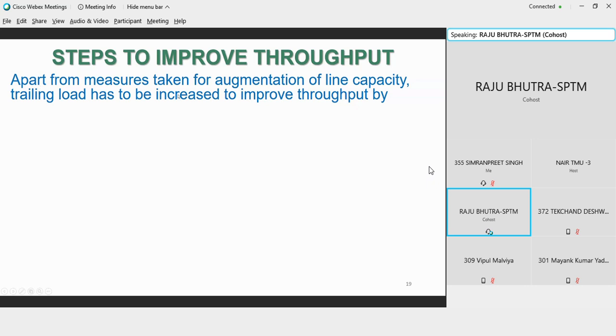Then apart from measures taken for augmentation of line capacity, trailing load has to be increased to improve throughput. So improving throughput doesn't mean just improving the line capacity. Besides increasing the line capacity, the trailing load also has to be increased for overall improvement in the throughput.